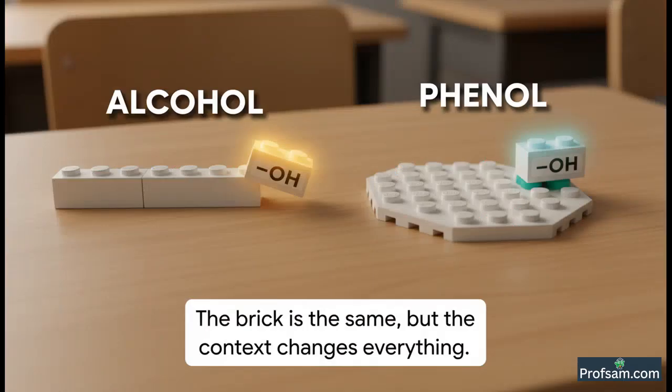Okay, let's break this down with a very simple idea. I want you to imagine functional groups are like Lego bricks. So the OH group is one special type of brick. Now, if you take this brick and you click it onto a simple saturated carbon, it behaves one way. It becomes an alcohol. But what if you take that very same OH brick and click it onto a benzene ring instead? Suddenly, its whole behavior changes completely. It now acts like a phenol. See, the brick is the same, but where you place it changes everything.